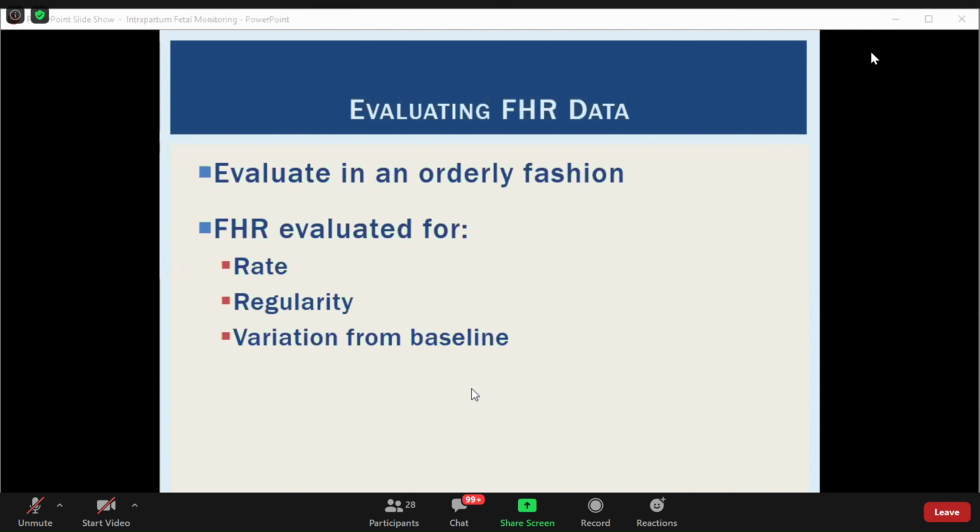Now, when you're looking at your heart rate, I want you to look at it for the rate. 110 to 160 is normal for a term baby, but a preterm baby may have a little bit of a faster heart rate, which is normal.